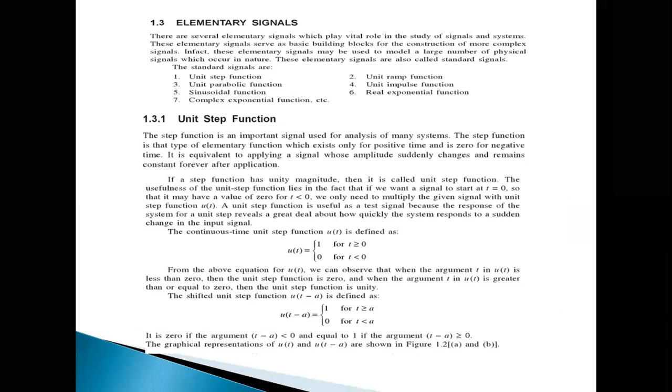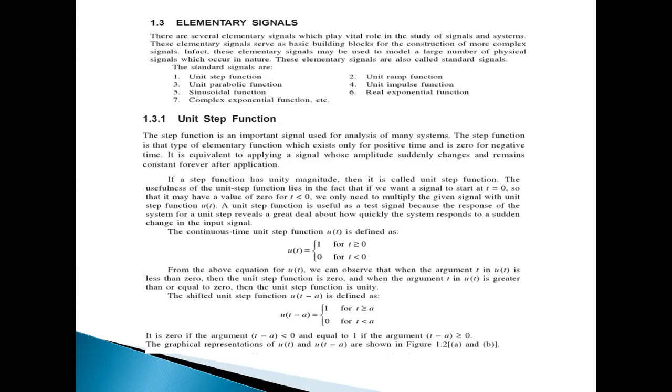The step function is an important signal used for analysis of many systems. The step function is an elementary function which exists only for positive time and zero for negative time. Means it has only positive time and there are no negative values, and its magnitude is unity, is called unit step function.